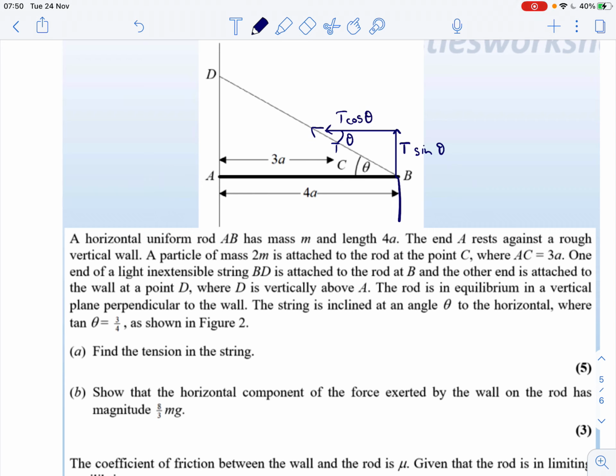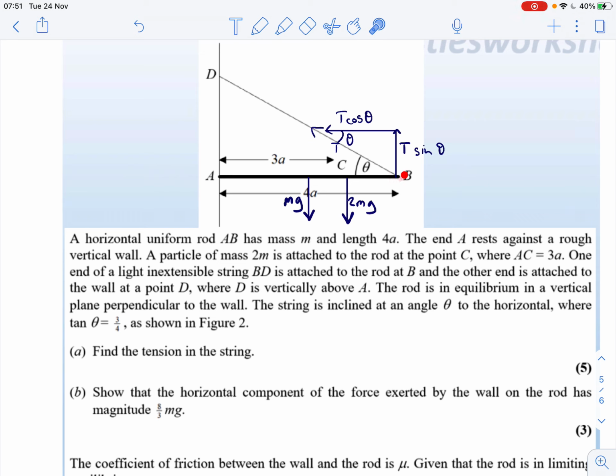Now I have force coming down at C, which is 2m, so this will be 2mg. And it's a uniform rod of mass m, so 2a into it will have a force of mg.